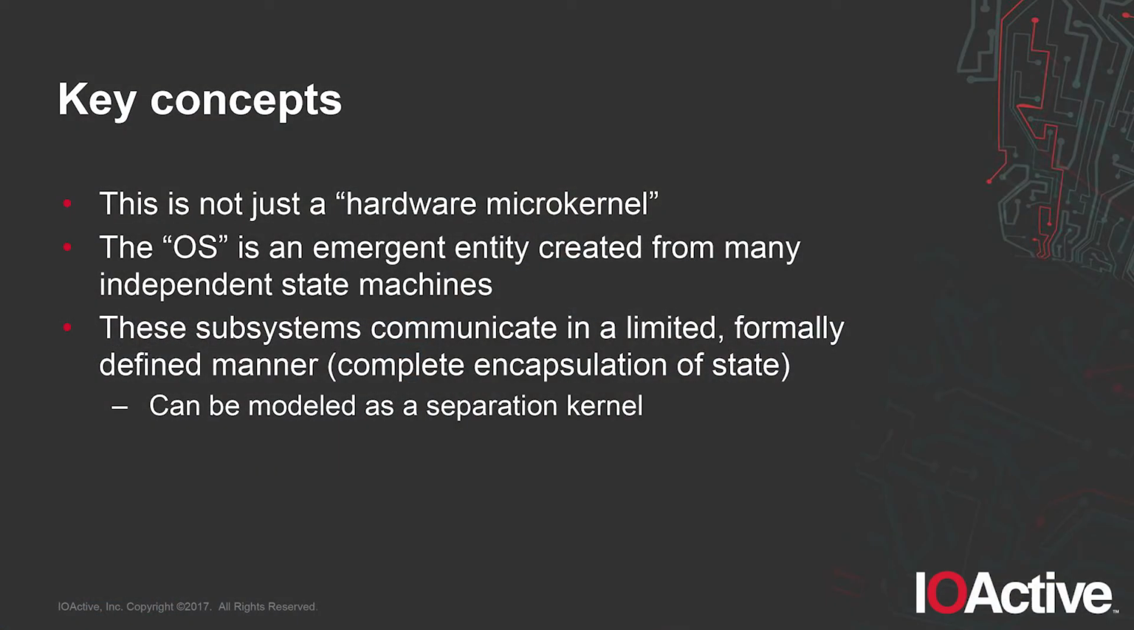And so this is not just a hardware microkernel. A hardware microkernel would imply that you have some component in hardware that still has the ability to modify all system state. But in an antikernel, instead, you have a series of independent state machines that collectively provide the properties you would expect from a modern operating system. But these subsystems are isolated from each other, and they communicate in a limited and well-defined fashion like a separation kernel. You can almost think of it as an object-oriented operating system. Each of these nodes in the network is separated from the rest and encapsulated and simply provides an API for the remainder of the system to talk to it.